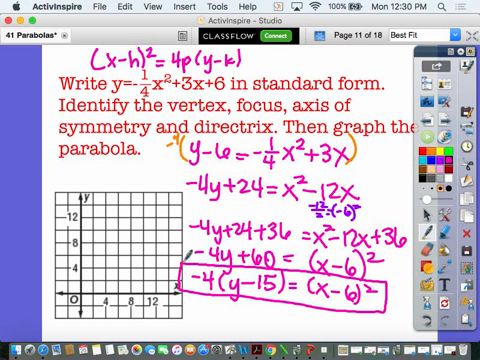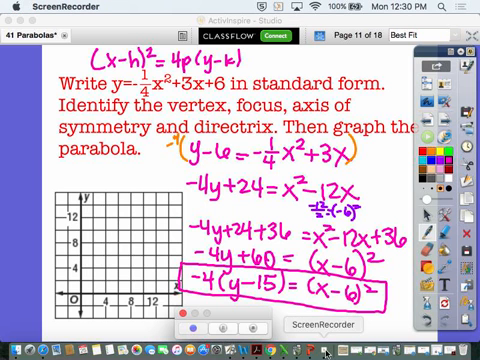The one thing that's going to mess you up, and it messed me up last period, is you want to make sure you have the correct form. Last period I put the 4p with the square, and it never goes with the square. It's always with the non-squared variable.